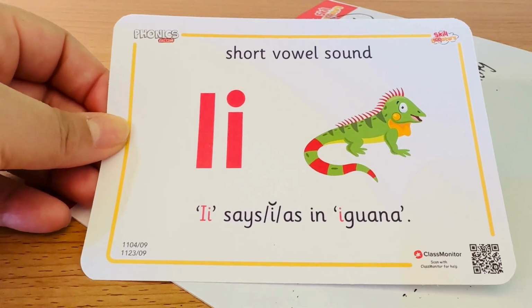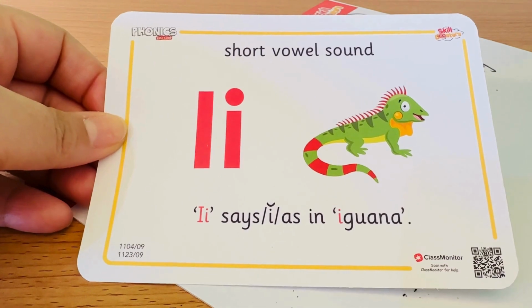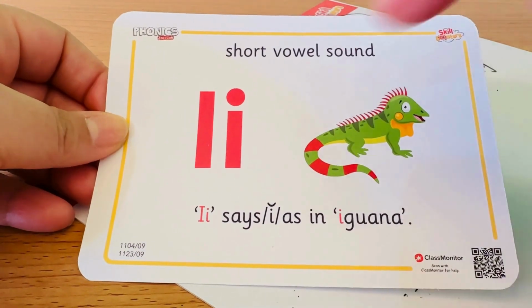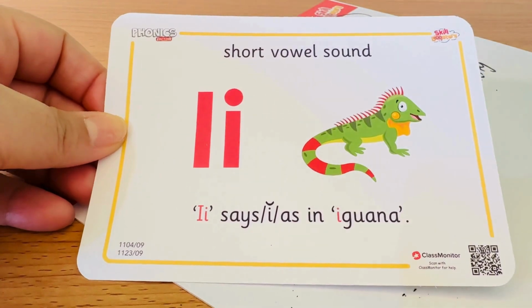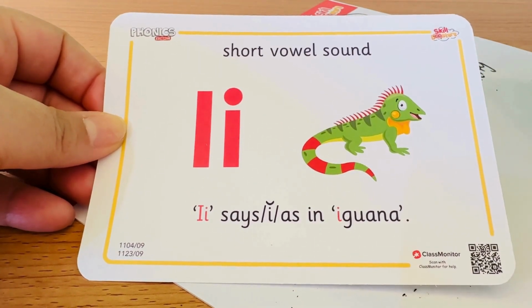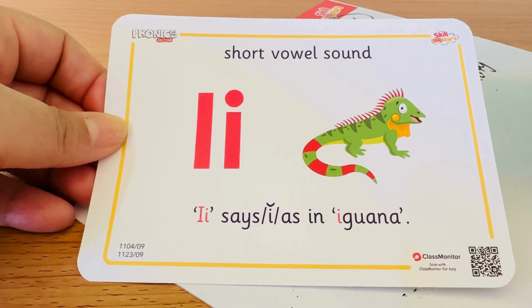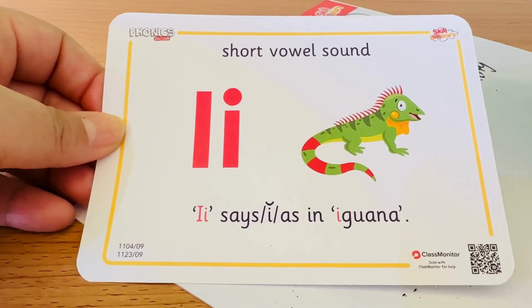Now friends, we are going to talk about our next vowel sound, and it is letter I. So now we are talking about our short vowel sound of letter I. Short vowel sound says I. I says I of short vowel sound.